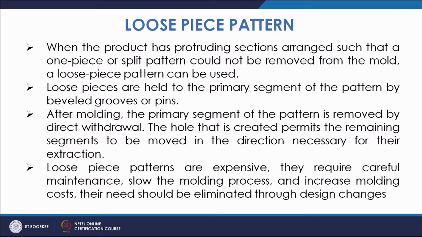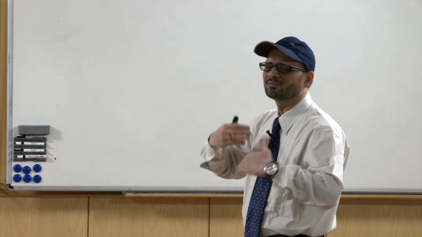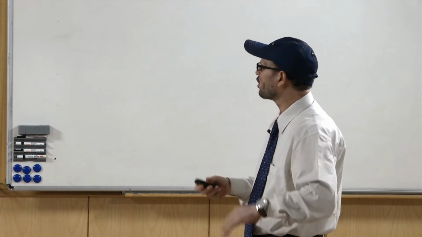So, we can see from this figure, if you need to have a cavity here, and if you give the pattern this shape, this pattern cannot be taken out. This pattern cannot be taken out from here if this is part of the pattern. So, this is a loose piece, you take this out and then further you take this out. So, this is a loose piece which is given so that you have ease in withdrawing it.